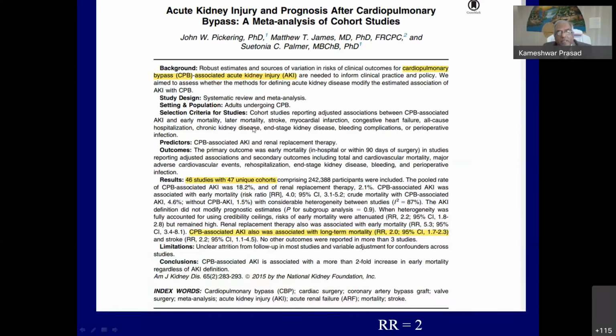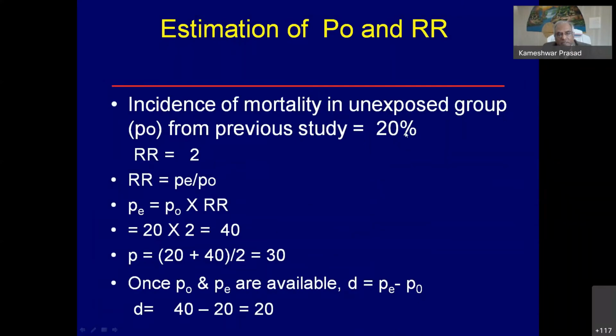Take another example, like this is a meta-analysis of cohort studies. And you can see this relative risk of 2, which was the relative risk to be detected. So you can see here, suppose 20% die in the unexposed group, and your hypothesized relative risk is 2, which means P by P0 is 2. If you want to know what proportion in the exposed will die with a relative risk of 2, it is very simple. 20 multiplied by 2, so 40 is this, the average will be 30. And the difference between 40 and 20 is 20. So D is 20, PE minus P0.